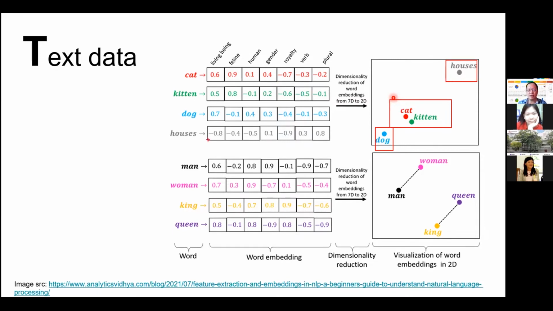Okay, and similarly, a man could be transformed into this kind of vector, woman into this vector. Okay, and king would be on this side, man would be on this side, and woman would be on this side. Okay. Any questions on this?